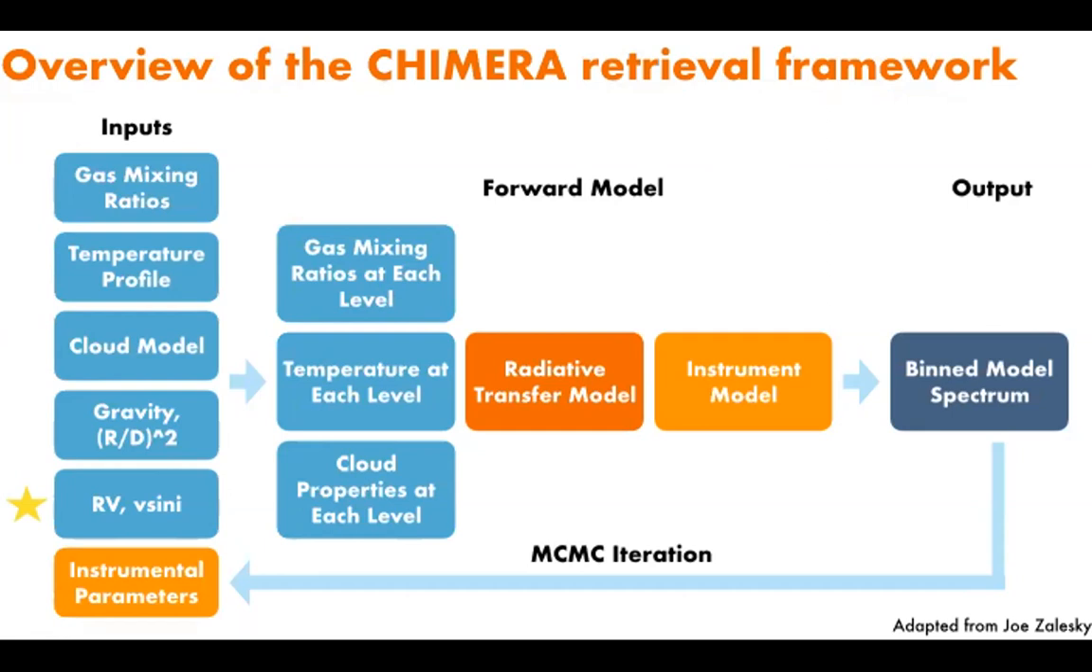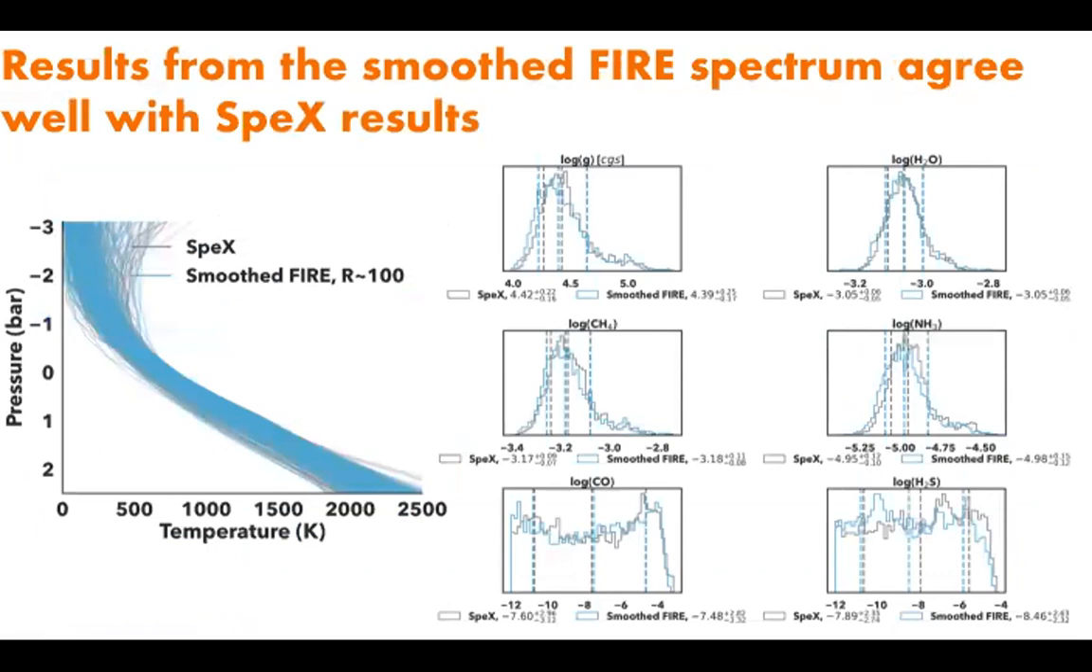So there is a SPECS low resolution spectrum of this object at a resolution of about 100. So as an initial test, I took our higher resolution FIRE spectrum, smoothed it down to 100, and just made sure our retrieval on the smoothed spectrum gave us similar results to the retrieval on the SPECS spectrum for the same object.